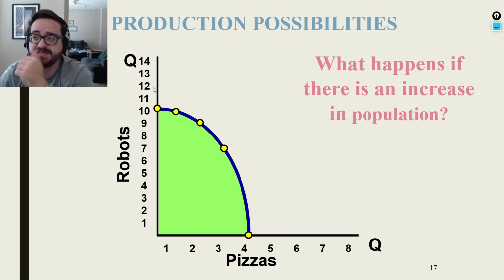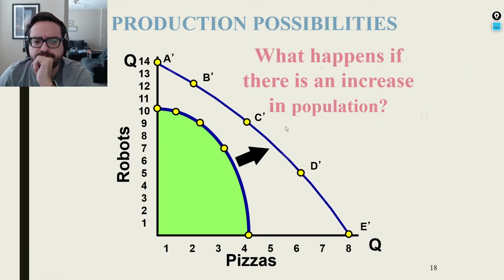Yes! If that sounds like terrible, bad logic, congratulations. This is Macro 101. This is economics for dummies. So if there's more people, you can assume those people would actually be able to work, yes. They're not just all babies. So we can produce more robots. And I look at this endpoint, and can we make more pizzas? Yeah, probably. So I would increase my production possibilities curve. I would shift it out.